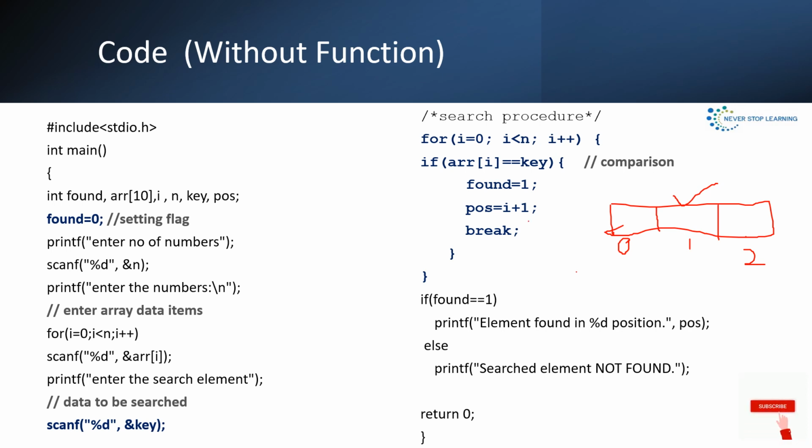Then, as soon as I get the element, with the help of the break statement, we will come out from the loop. Now here, with the conditional operator if, we are checking if found is equal to 1, that means we found the element. We are printing at what position we found the element. Else we are printing that the element is not present in the list. If found is not 1, that means found is still 0, we didn't find the element. That's why we are printing search element is not found.